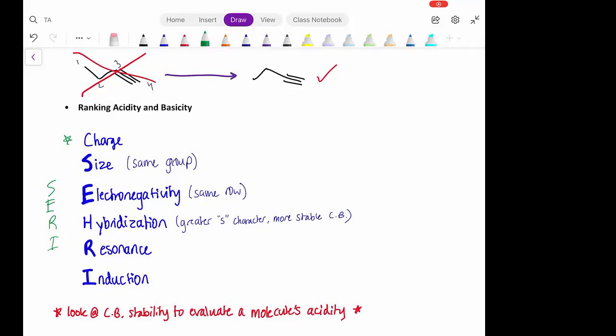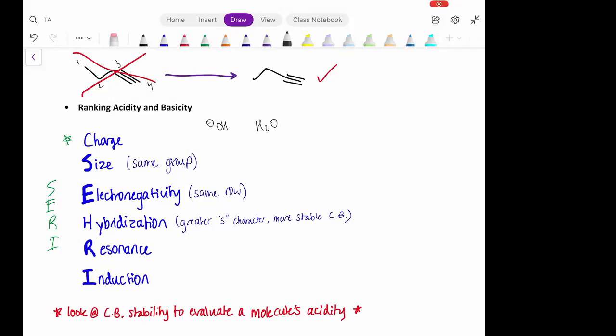So basically charge, one thing I wanted to mention with that is any charged compound is going to be more acidic or more basic than the neutral compound. So if we have hydronium, H3O plus, compared to H2O, because H3O plus has that plus charge, it's going to be more acidic. Also, if we have OH minus hydroxide, this one is also charged. So this one's going to be more basic than H2O because it has that negative charge. That's one thing to remember.